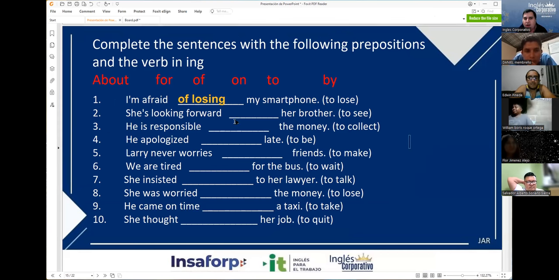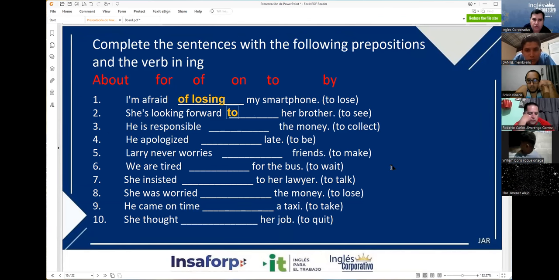She's looking forward. Preposition. To. See. Teacher, what's the meaning of looking forward to? Ella está ansiosa por ver a su hermano. She's looking forward to seeing her brother.